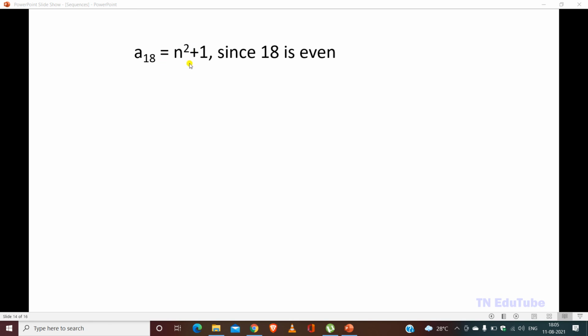Then next question, 18th term. 18 is even. So you have to take the next formula, n square plus 1. Put n is equal to 18. So 18 square plus 1. 18 square is 324. 324 plus 1, you get 325. That is the answer for this one.